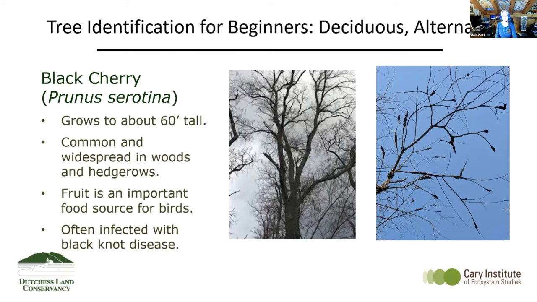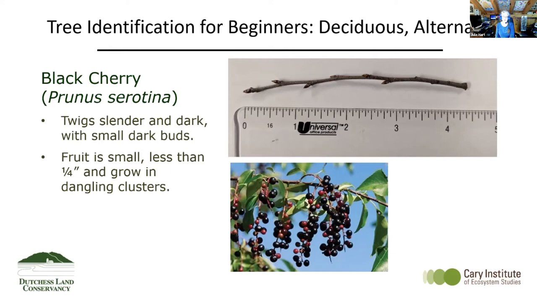One thing to look for that might indicate a black cherry tree is the photo on the left, what's called black knot disease. So you'll see these kind of cancerous looking growths on the tree branch. It's not unique to black cherry, but it is common on black cherries. So you may see that on the branches. The twigs are kind of nondescript. The fruit comes in these little sort of grapey clusters. But again, that'll only be on there for part of the year.